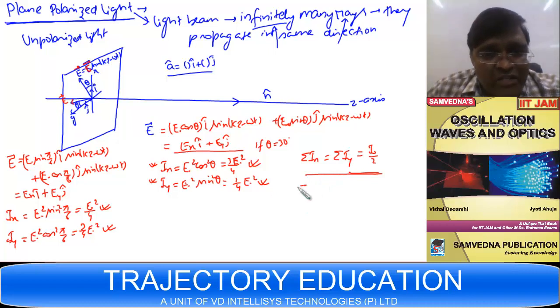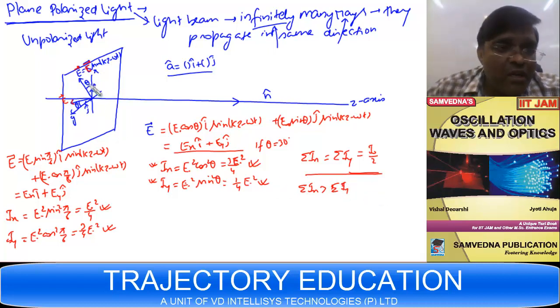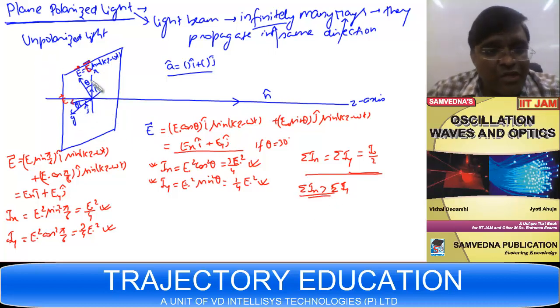If there is any mismatch, if you have sigma Ix greater than sigma Iy, it means the direction closer to the x-axis is more probable compared to a direction which makes a smaller angle with y. That's why the contribution to Ix is higher than the contribution to Iy, and that's why the mismatch. That's the case of partially polarized light.